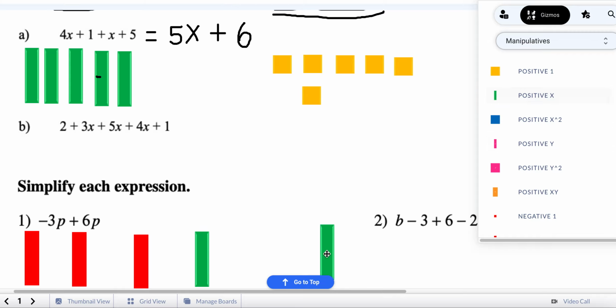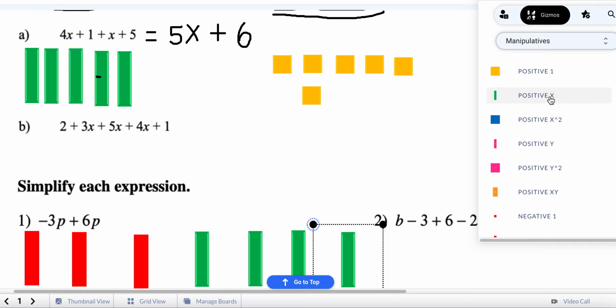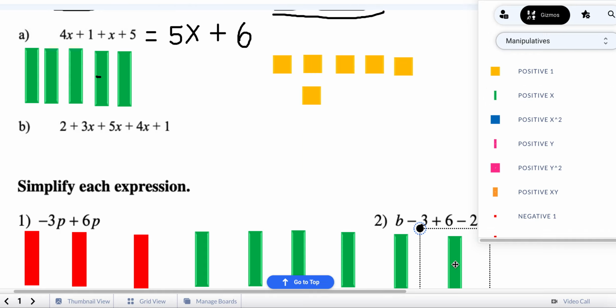1, 2, 3, 4, 5, and 6. Okay, so remember the second step? First we model, and now we need to put things together. And yes, we only have variables, but we have variables that are different colors, so we have to do something different here, because you have positive and negative variables, and they're not the same.